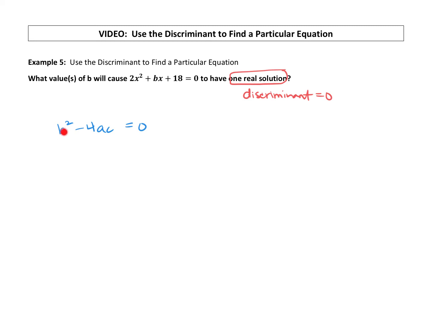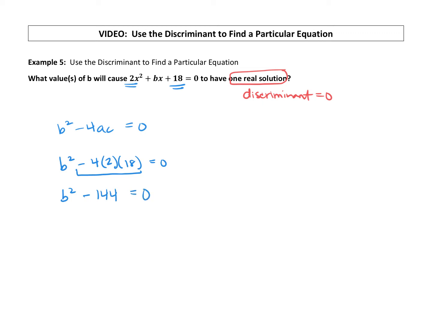We don't have our b value because that's what we're trying to figure out. So that's going to stay as b squared. Minus 4 times a, well, a is the number with the x squared, so that's a 2, times c, that number on the end, which is 18, equals 0. So b squared, when we multiply these three numbers together, negative 4 times 2 times 18, you get a negative 144.